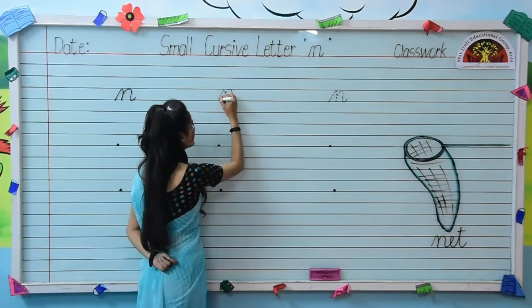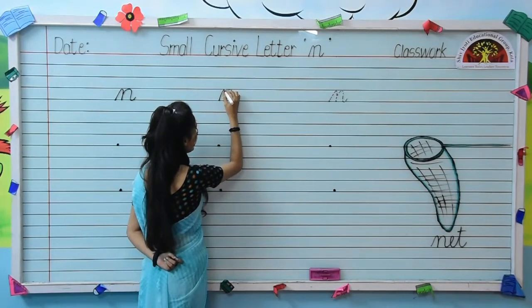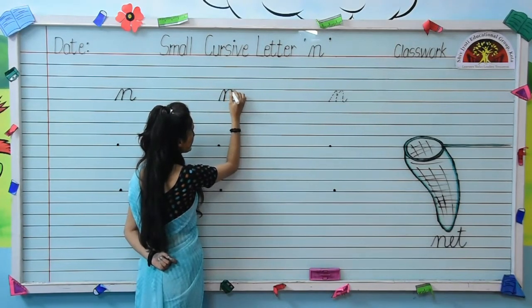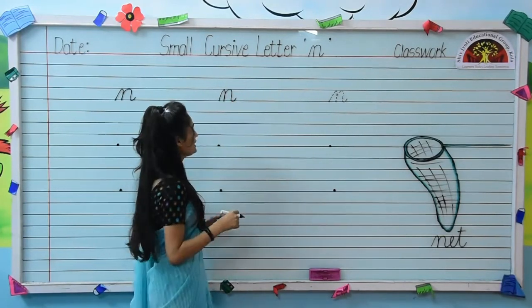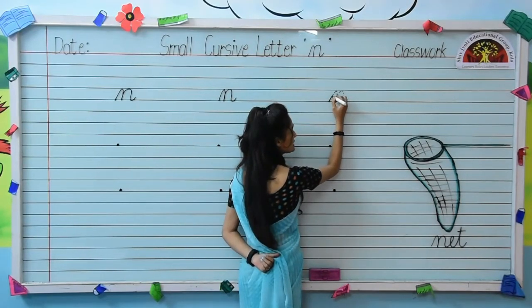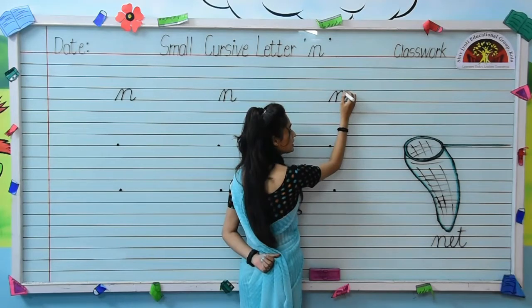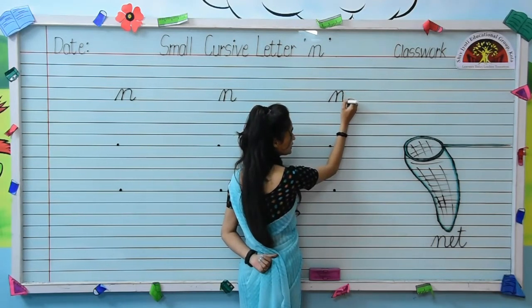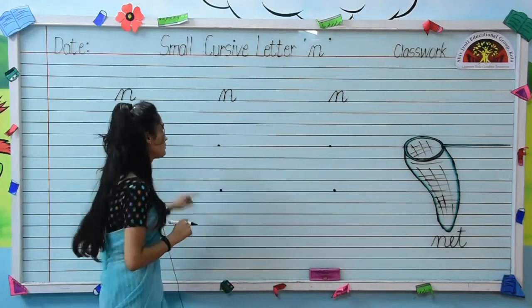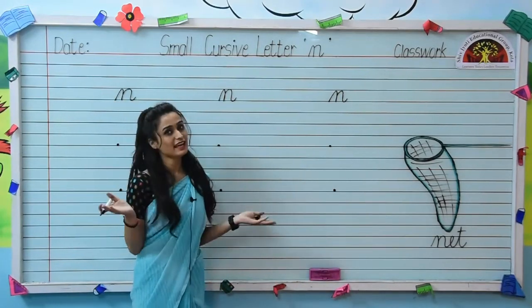Look again, slanting line up, touch the second line, come down, go up again, touch the second line, make a curve, come down and a tail like this. Okay kids? Now for the last time, from the third line, slanting line up, touch the second line, make a curve, come down, touch the third line again, go up, make a curve touching the second line, come down, touch the third line and a tail like this. So kids, this way you have to trace your small cursive letter N.